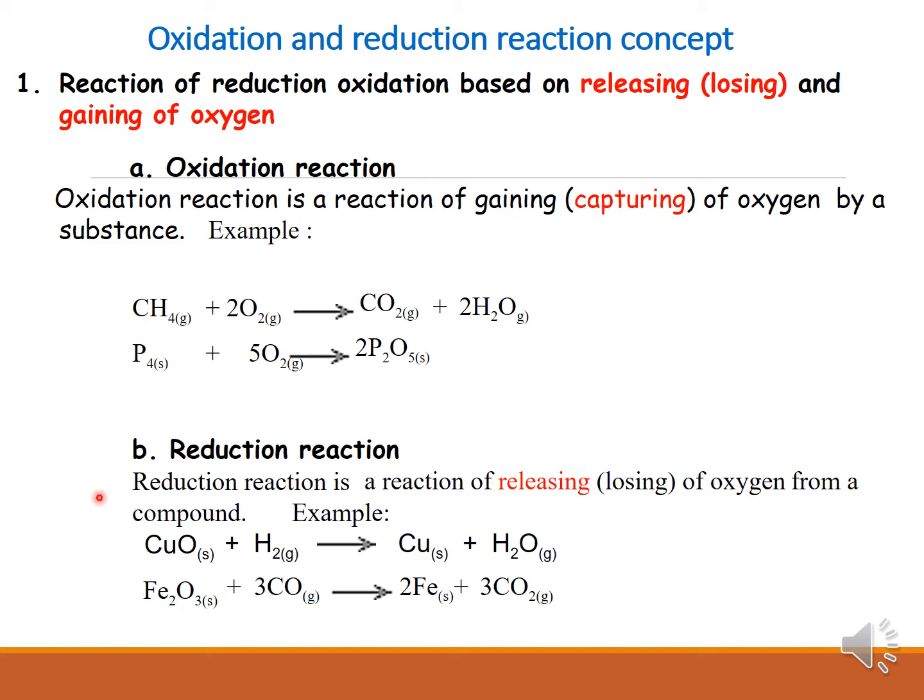Reduction reaction. A reduction reaction is exactly the reverse of oxidation. A reduction reaction is the reaction of releasing oxygen. Cupric oxide is turning into copper on passing hydrogen gas over it. Oxygen is removed from cupric oxide to turn into copper. This is why we say this copper oxide is undergoing a reduction reaction. So this is the concept on the basis of accepting or losing oxygen.